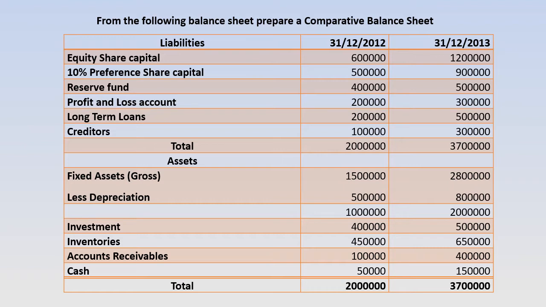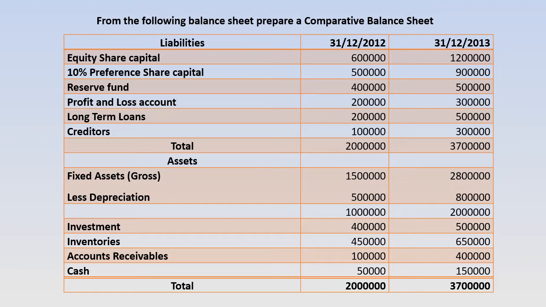in the comparative balance sheet. Here 2012 and 2013, two years, are given. You have to compare these two. The first thing you have to remember is to identify the owner's liabilities. Here the owner's liabilities are equity share capital, preference share capital, reserve fund, and profit and loss account. Long-term loans come under long-term liabilities, and creditors come under short-term liabilities.